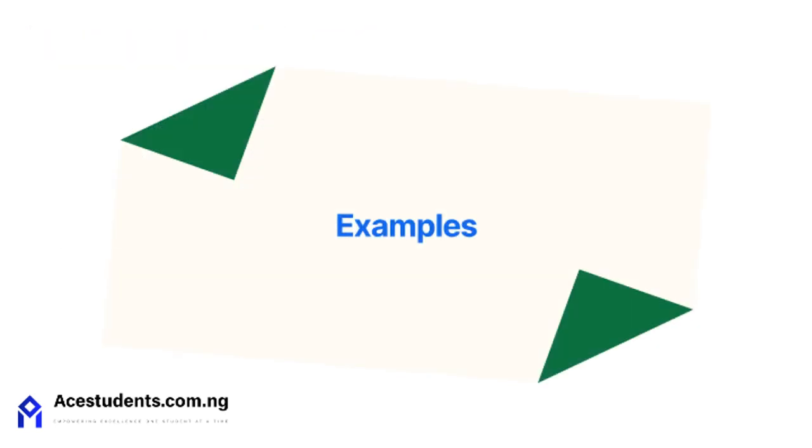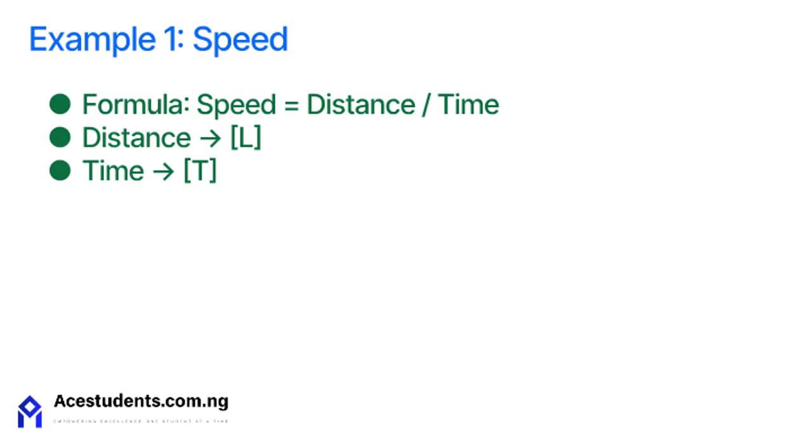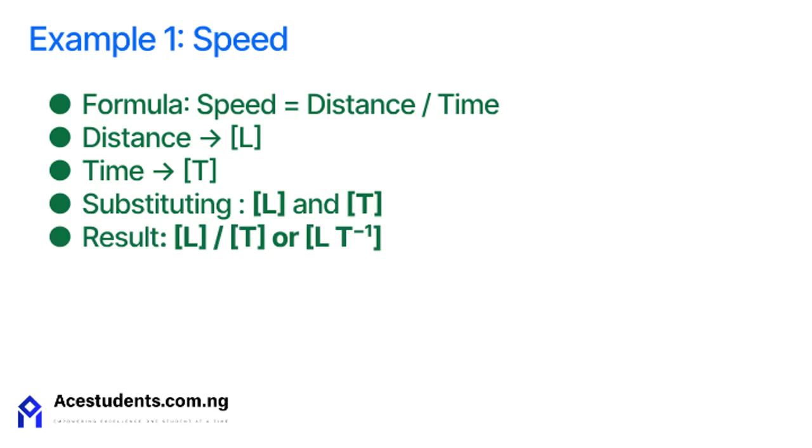Let's take a look at some examples. Let's begin with speed. Speed is defined as distance divided by time. The dimension of distance is L, and time is T. Substituting into the formula for speed, we get L divided by T. The dimension of speed becomes LT raised to the power -1.